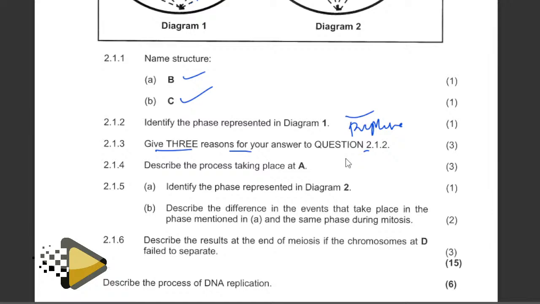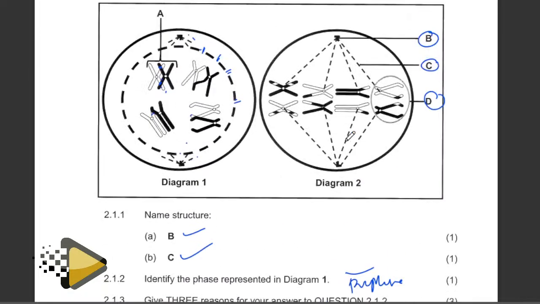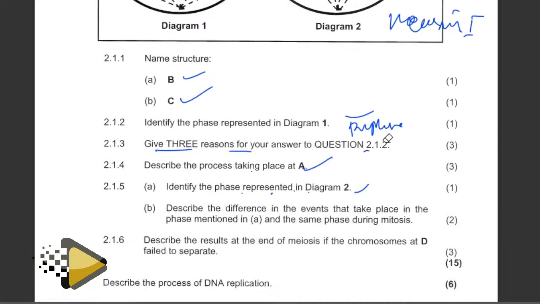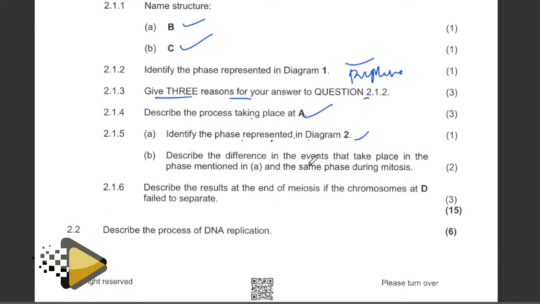All right, let's go to describe the process. We are done with that. Identify the phase represented in diagram 1, diagram 2. This one, I said you swap it because they're in pairs. Therefore, it is meiosis 1. Because they're in the middle, you see, you swap it, you turn it, as I told you, east to west. Therefore, it is metaphase 1. So the answer there becomes metaphase 1.